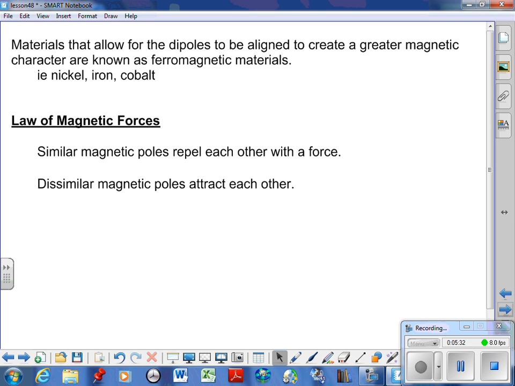The law of magnetic force is that similar magnetic poles repel. It's very similar to charges. That would mean north-north, the resulting force would be a push, or south-south, they would try to push each other away. And finally, dissimilar magnetic poles attract each other, very similar to charges. So if we have a north and a south, they will be attracting each other.